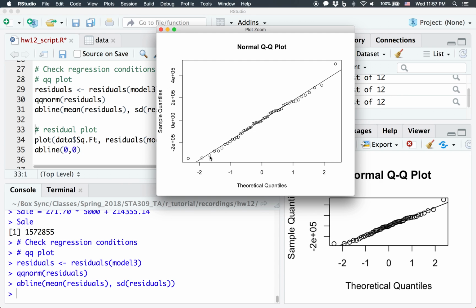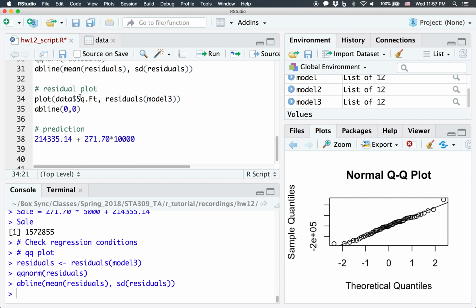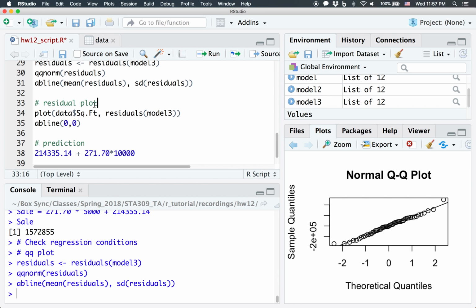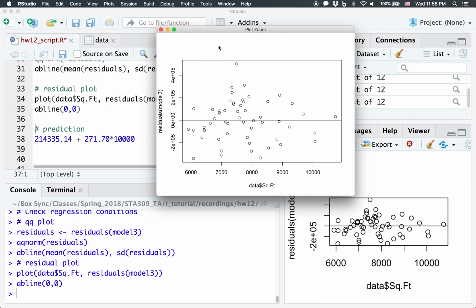Okay, so the residuals are lined up along this line, which means we can say that the distribution of the residuals is normal, right? Which tells us that one of the regression conditions, normality, is satisfied. The other assumptions are linearity and equal spread. We can check that by plotting the residuals against the x variable. Okay, and then I'm going to add the trend line also.